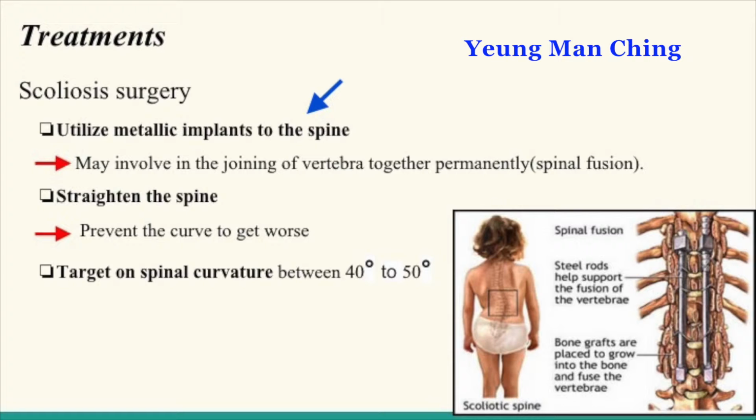For scoliosis surgery, it utilizes metallic implants in the spine and may involve joining the vertebrae together permanently. This is called spinal fusion. This strengthens the spine and prevents the curve from getting worse. It targets spinal curvature between 40° to 50°.